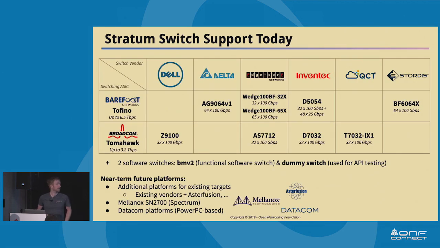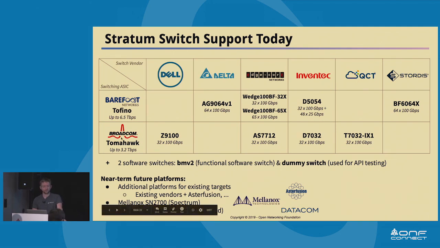So today in Stratum, we have support for, I think it's 9 different switches. We've got a range of Tofino and Tomahawk hardware switches. A lot of these are 32 or 64 by 100G data center devices. We also have support for 2 software switches, BMV2, which we'll use today, and Dummy Switch. And we also have some platforms we're expecting in the near-term future.